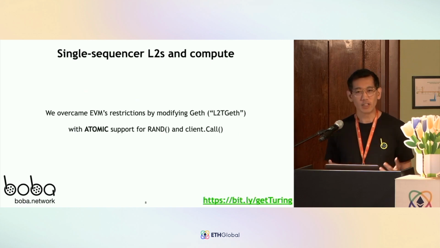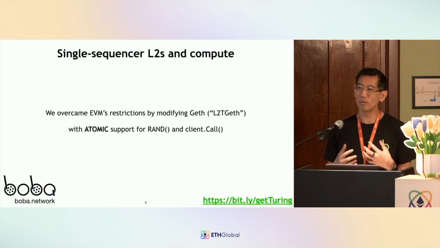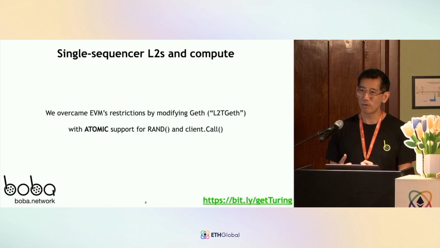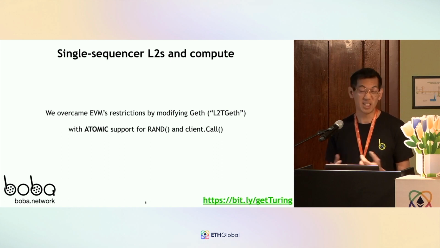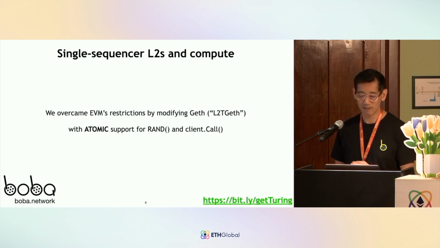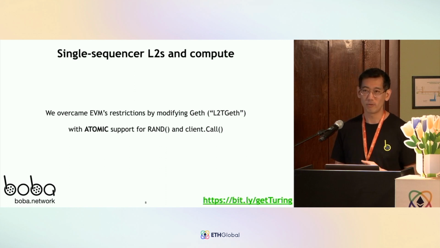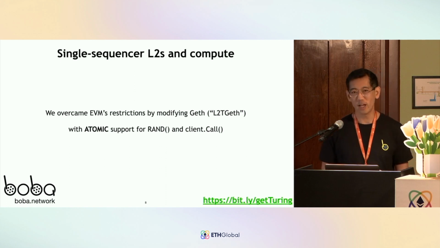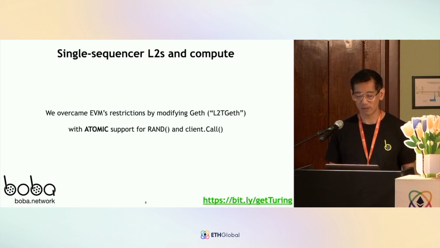After a year's worth of work, we were able to overcome the EVM's restrictions by modifying Geth. We have a customized version of Geth running on Boba Network. It's called L2T, T for Turing, L2T Geth, with atomic support for generating random numbers and making any external API call that you specify, that you trust.